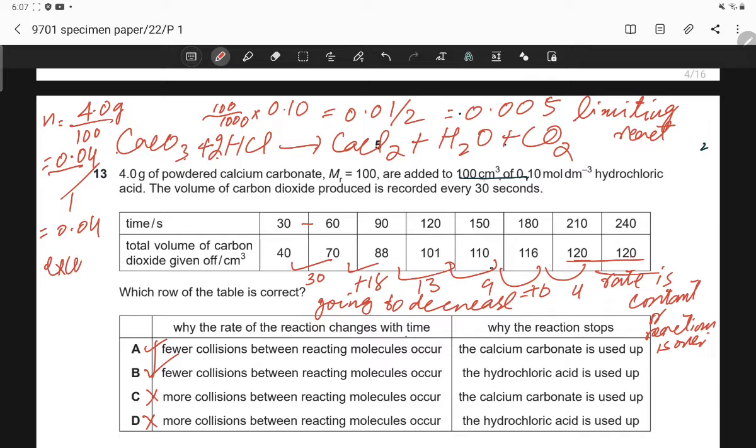This is excess, so it means when the limiting reactant is used up, the reaction is over. So fewer collisions between the reacting molecules occur, the calcium carbonate is used up. This is wrong because calcium carbonate is in excess. This is the correct option because the hydrochloric acid is the limiting reactant, and when it is used up, the reaction is over. So B is the correct answer. Limiting reactant.